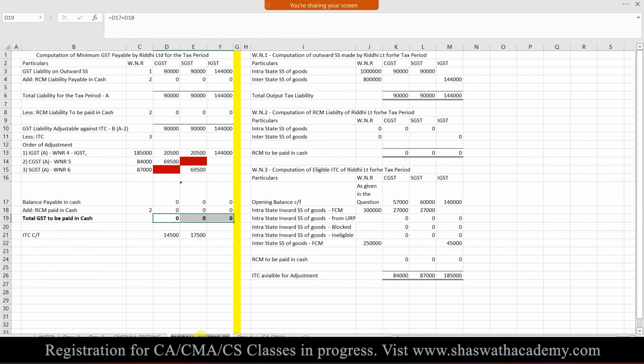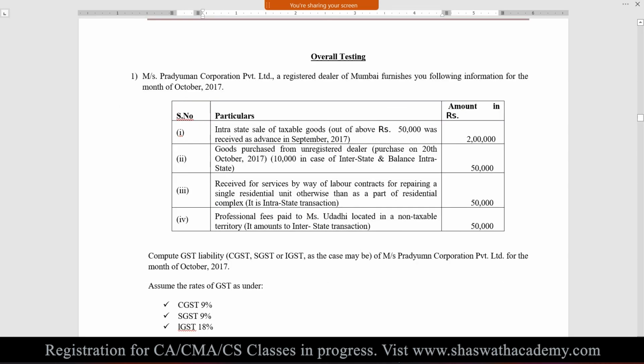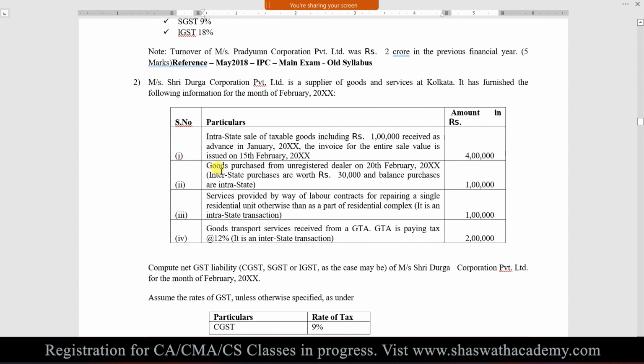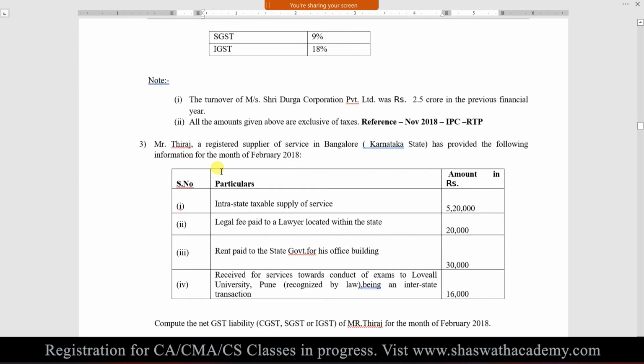Let's go ahead and solve one problem. And this is the Riddhi problem, overall testing. I'll share this Excel sheet also with you, my dear. Focus more, okay? And one from the past examination questions, probably I would take the Sri Durga problem. It doesn't have an IGST component in it.